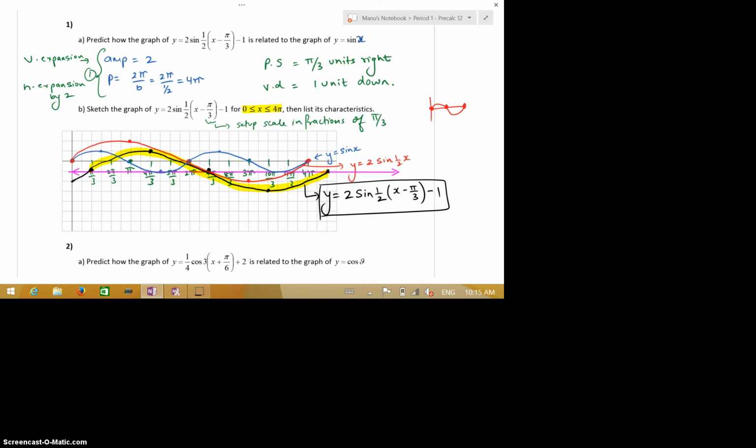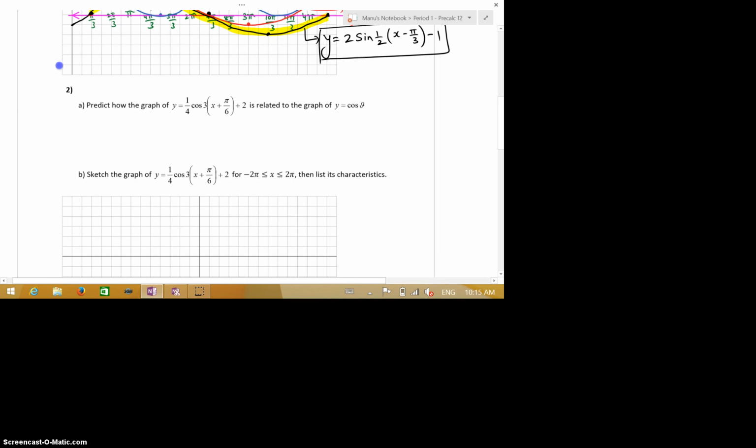Okay, let's try one more example just to make sure you get the hang of this. First, predict how the graph of y equals 1/4 cosine 3 x plus pi over 6 plus 2 is going to be related to y equals cosine of theta. So look at that for a brief moment, write down what you think is happening, and then we'll compare our answers.